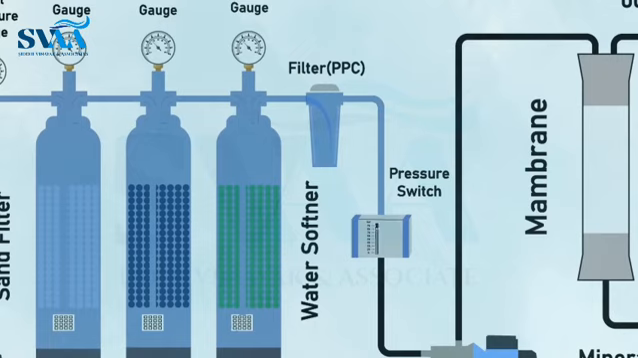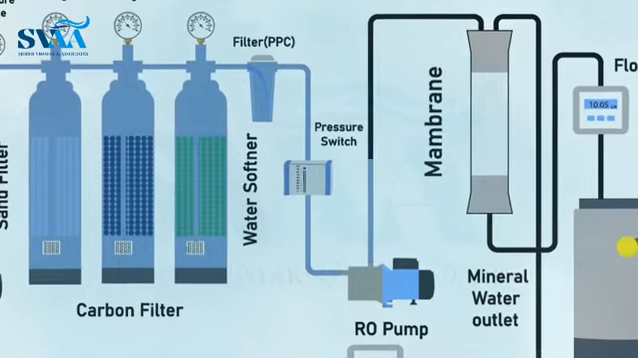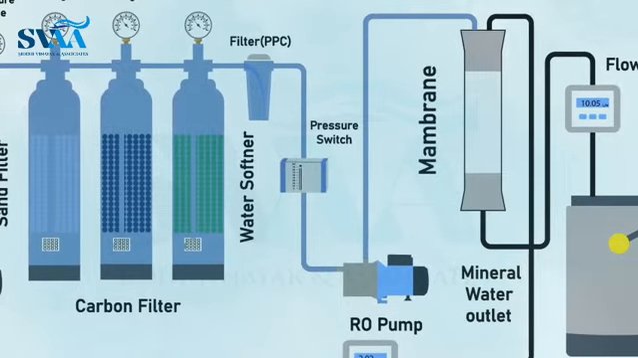After PPC filter, water goes to pressure switch. When pressure of the water raises to a certain level so that it can travel to the membrane, the switch gives signal to the control panel and it starts the RO pump.